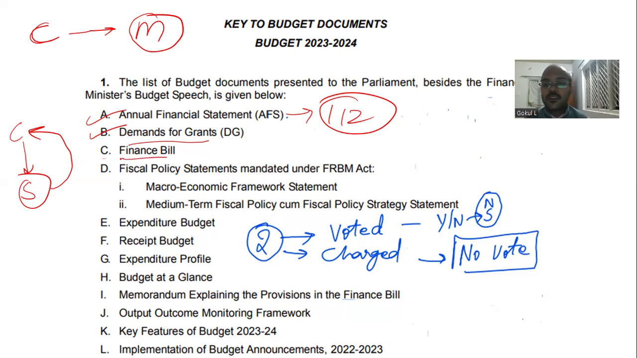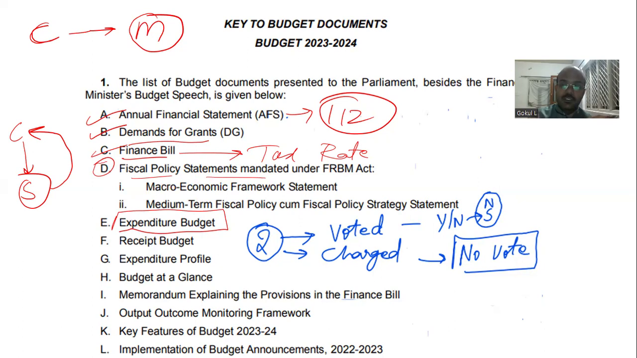Next, finance bill. Finance bill is very important. In this finance bill, you get tax rates. Tax rates are determined in this finance bill. And the other documents are, number D, fiscal policy statement. That is one document. And expenditure budget, very important. This document shows how expenditure is done. What is the complete detail of the expenditure of the government in this financial year? What was its previous expenditure? What is the difference and why is it making such expenditure? All those things will be explained here. And receipt budget. Receipt budget means it shows what we have received, basically from what sources we have received.